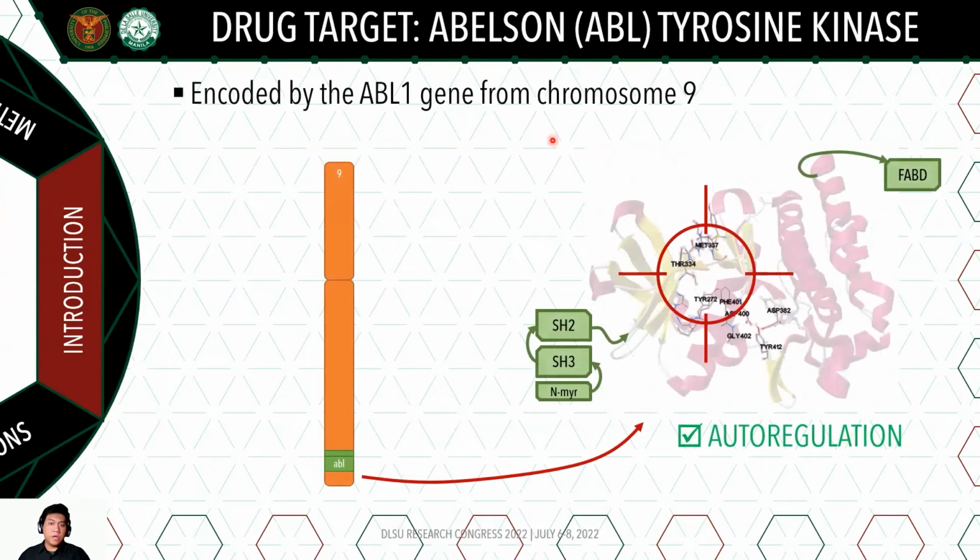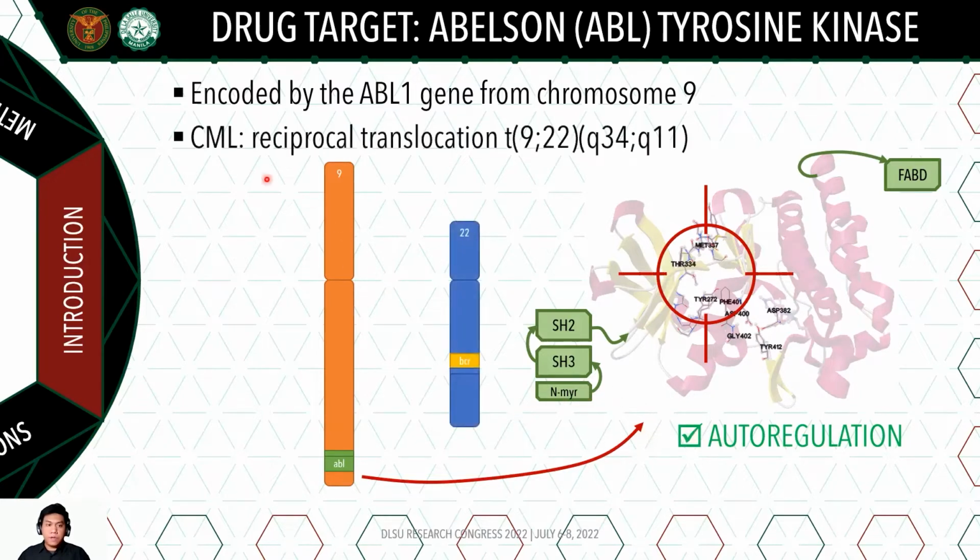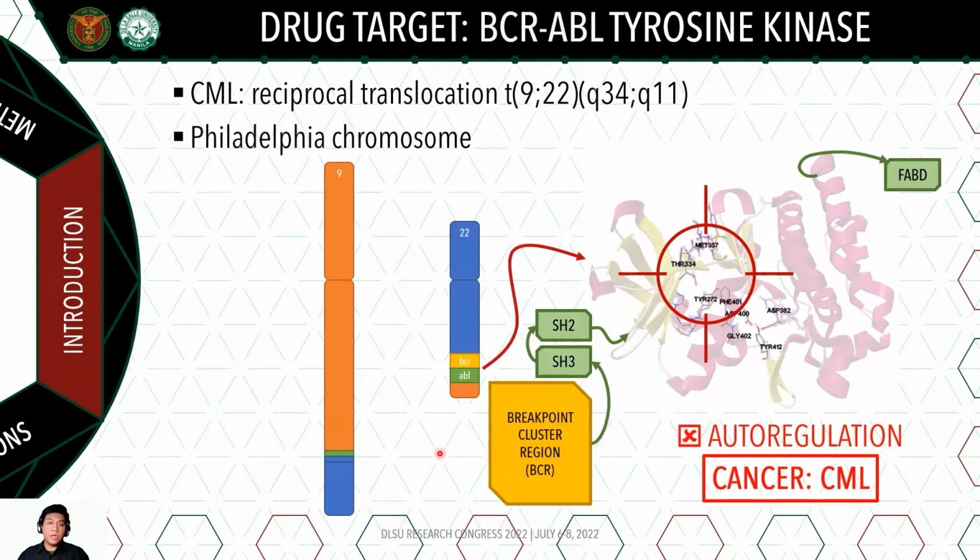To start, let me show you the drug target. This is ABELSON tyrosine kinase. It's encoded by the ABL1 gene from chromosome 9, and it has this N-myristoyl group that is responsible for the autoregulation, so it prevents uncontrolled cell division. However, in chronic myeloid leukemia, the BCR or the ABL gene is mutated. So it becomes a BCR-ABL gene, and it's translated into the BCR-ABL tyrosine kinase, which lacks the N-myristoyl group. So it doesn't have an autoregulation function. It has uncontrolled cell division, and it leads to cancer, or CML to be specific.